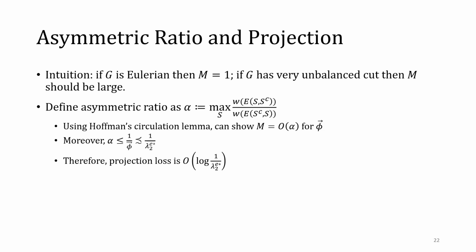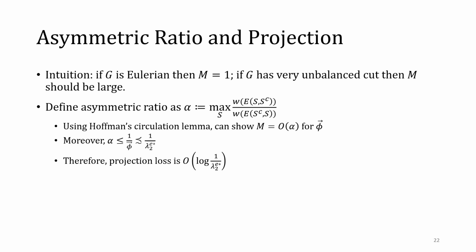So let's quantify this. Define the asymmetric ratio as alpha, which is the maximum ratio between the edge weight from S to S complement and the edge weights from S complement to S. So we take the maximum this time. By applying Hoffman's circulation lemma, we can actually show that the number of reweightings we need is O of alpha for directed edge conductance. Moreover, we can upper bound alpha by 1 over lambda 2 E star.